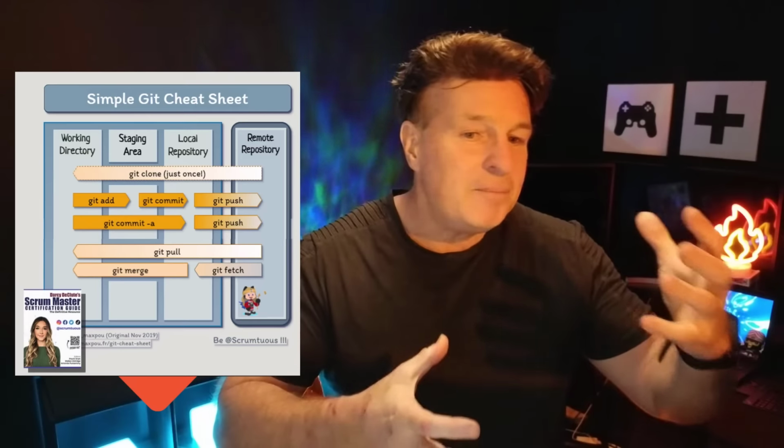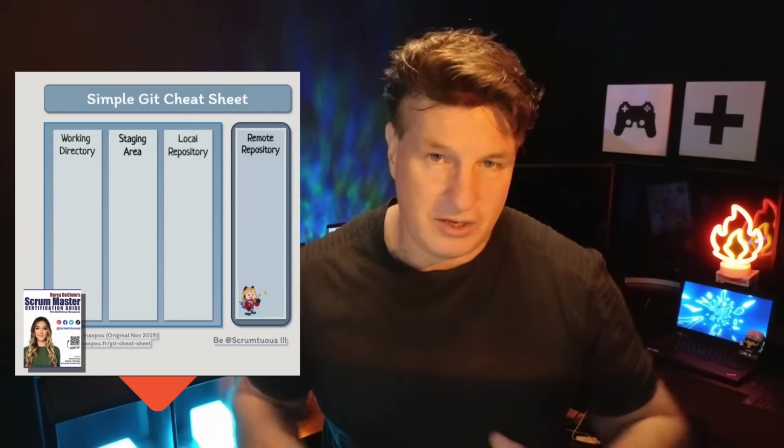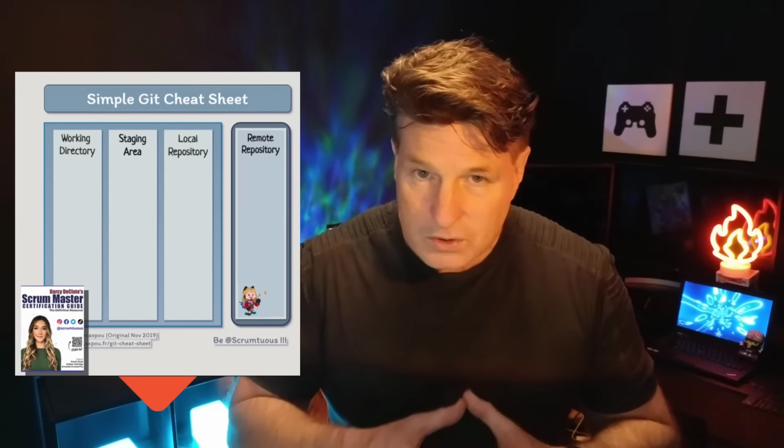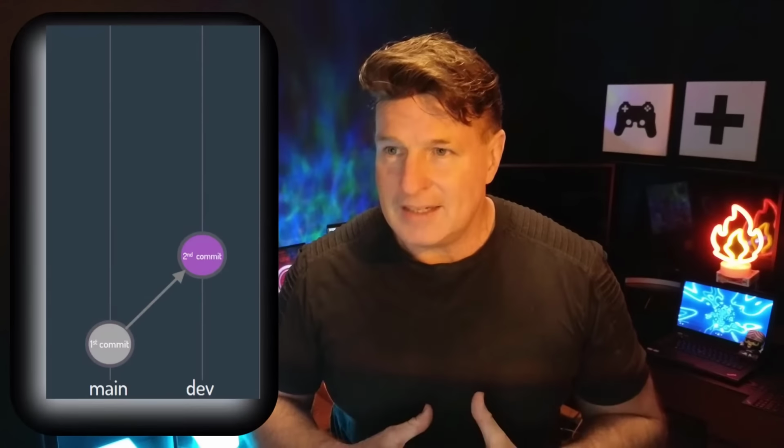So the ability to manage a commit history and to collaborate and share your code with others, those are two of what I think are the three most important features of Git. The third one is the branching features.